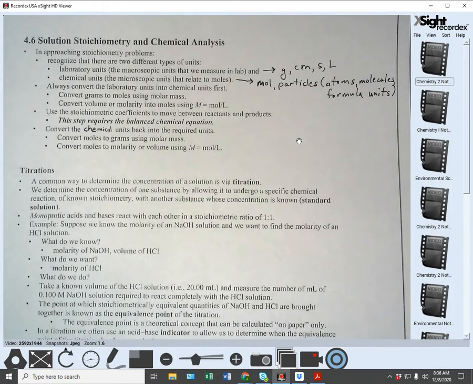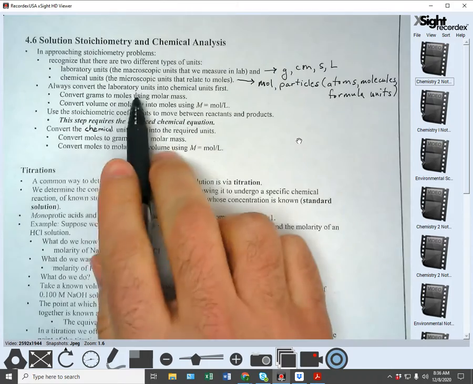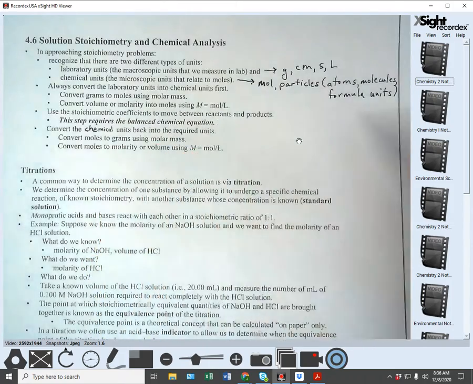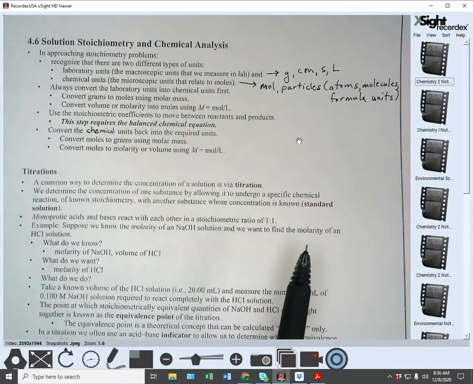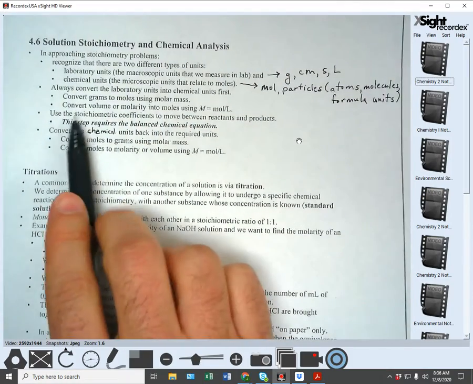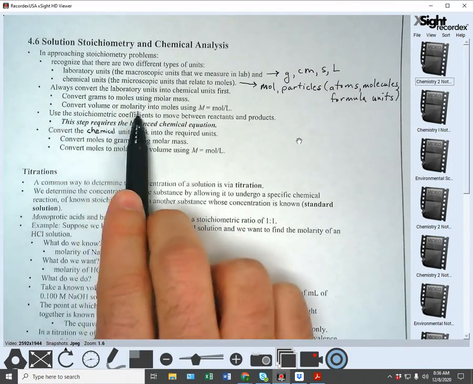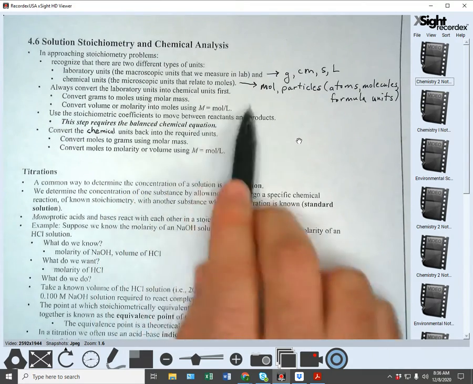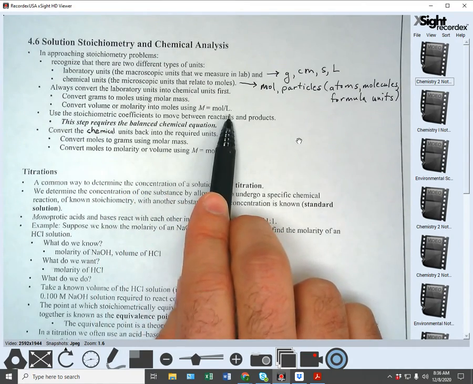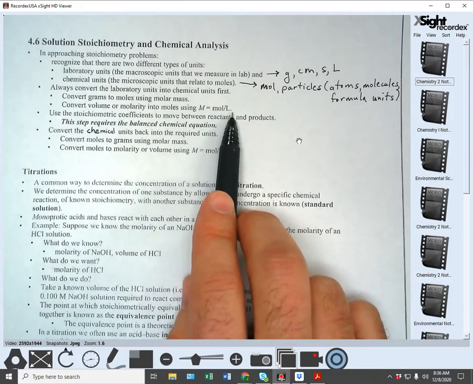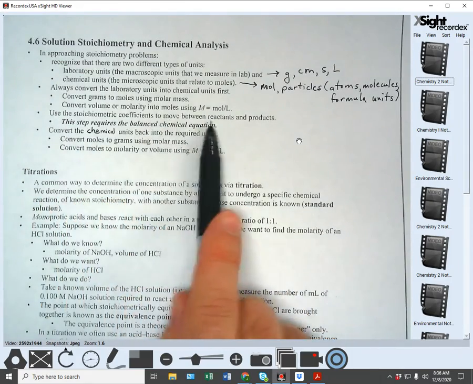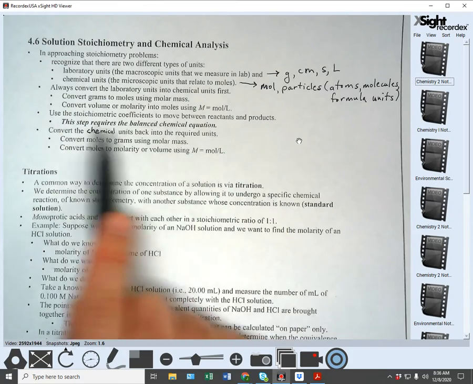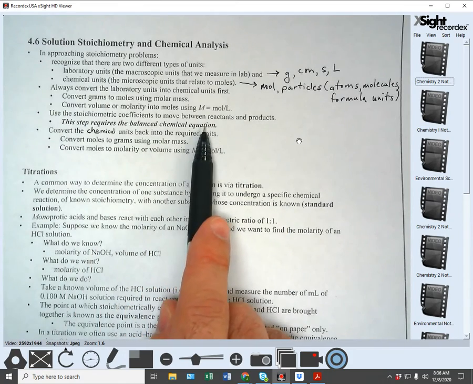Okay. Always convert the lab units into chemical units first. So we always, and we've done this in stoichiometry, take grams and convert it to moles, right? Stuff like that. Convert volume or molarity into moles using the molarity equation that we learned in the last unit. Molarity equals moles over liters. Okay. Use the stoichiometric coefficients to move between reactants and products. This step requires a balanced chemical equation.